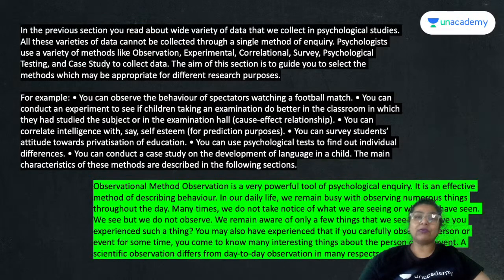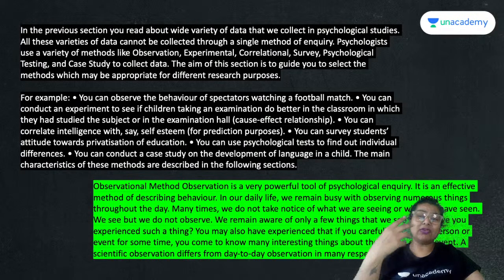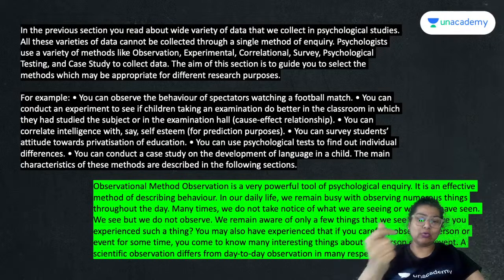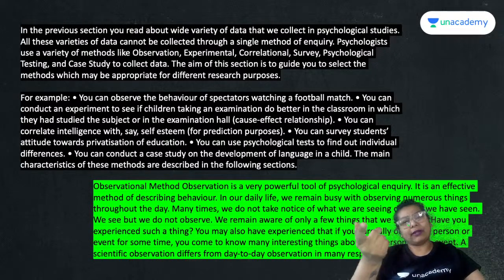Now, please remember, in the previous sections we studied the variety of methods, the chart in which you studied observation, experimenting, correlational, surveys, psychological testing, case studies. All these things are very important because here you're trying to speak about the research purposes, and why it is important for people. For example, you're watching a football match and you suddenly lose it. You say, I predicted it.